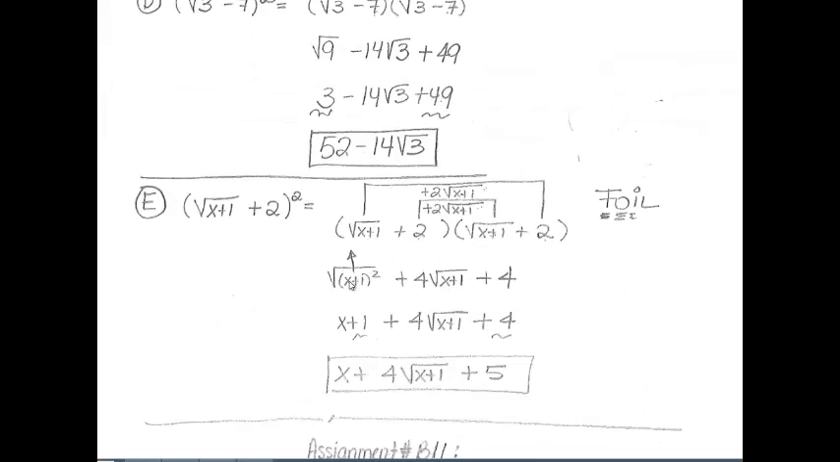Okay, last example. We have square root of x plus 1, plus 2, raised to the second power. Again, you're going to write it twice, and you're going to apply FOIL. The first times the first basically gets rid of the radical. Okay, and then the outer number gives me that. The inner number gives me that. We're going to combine it, giving us 4 square root of x plus 1. And 2 times 2 is 4. Okay, so now I can combine the 1 with the 4, which gives me 5, and there's nothing else I can combine, so that stays like that.